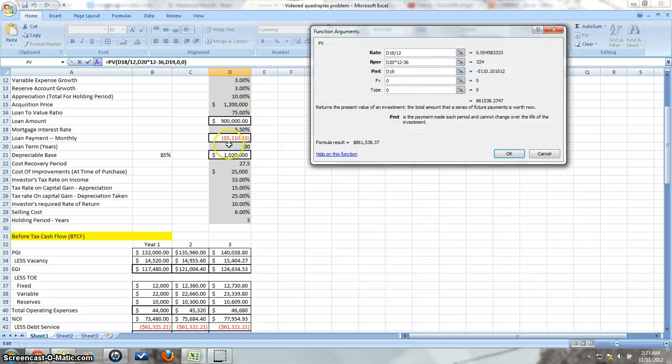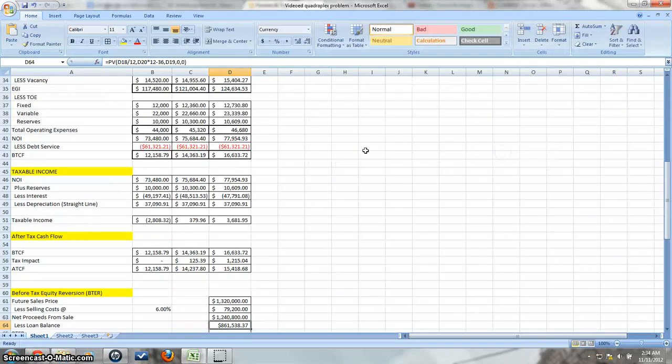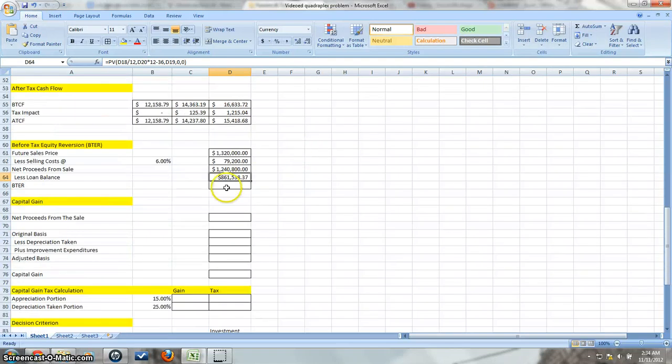Payment, you have the 5,110.10, how much you're spending, that's the negative value. Your future value is going to be 0, type 0, just keep that consistent. I see it as important if you're going to have the interest payments as being taken from a mortgage being paid at the end of the month. You might as well do the same for the present value of the loan. Now, that gives us the present value of the loan, giving us the before tax equity reversion.